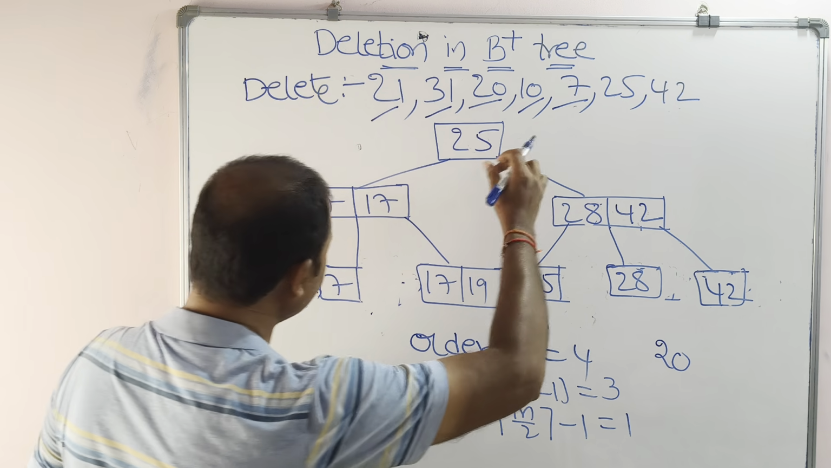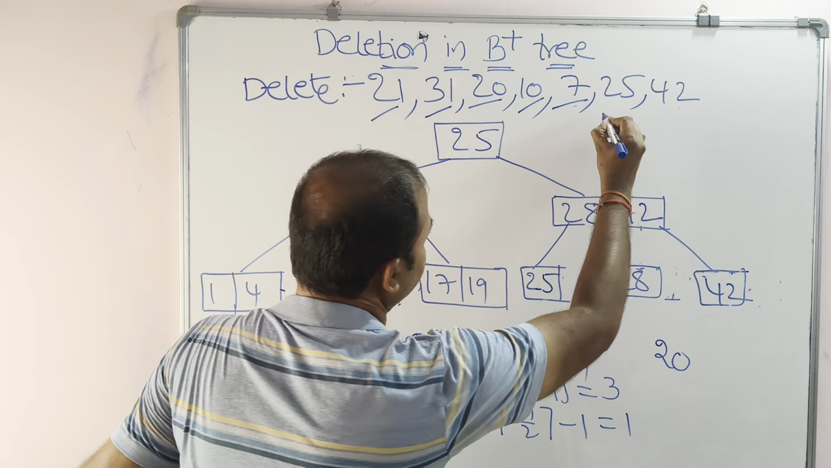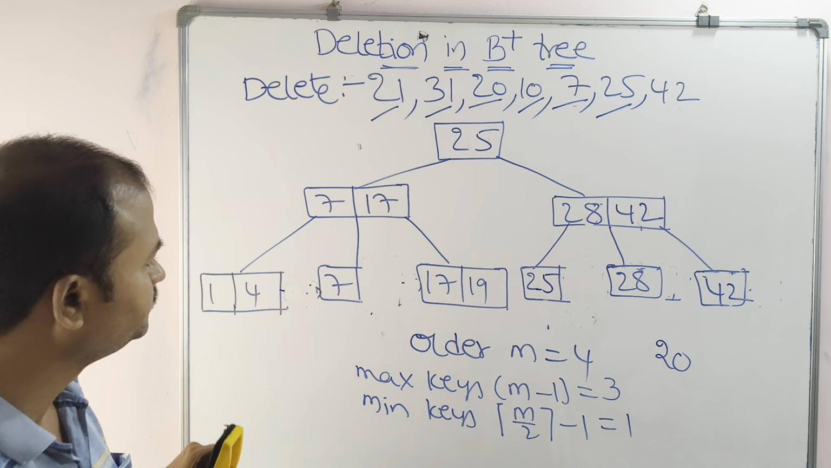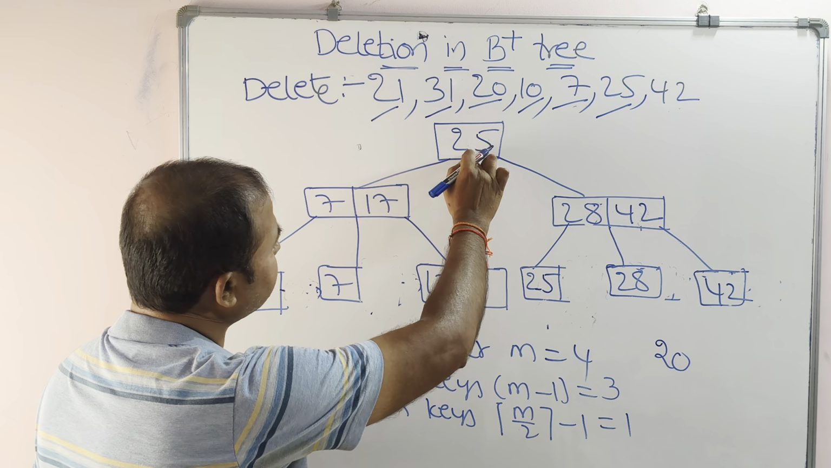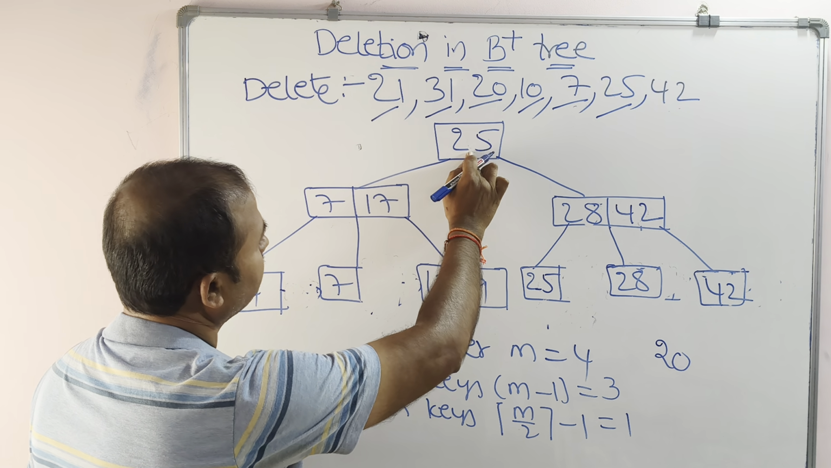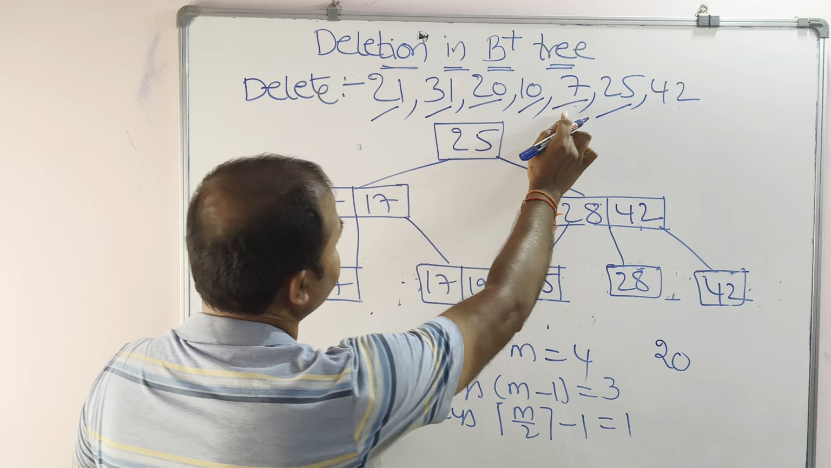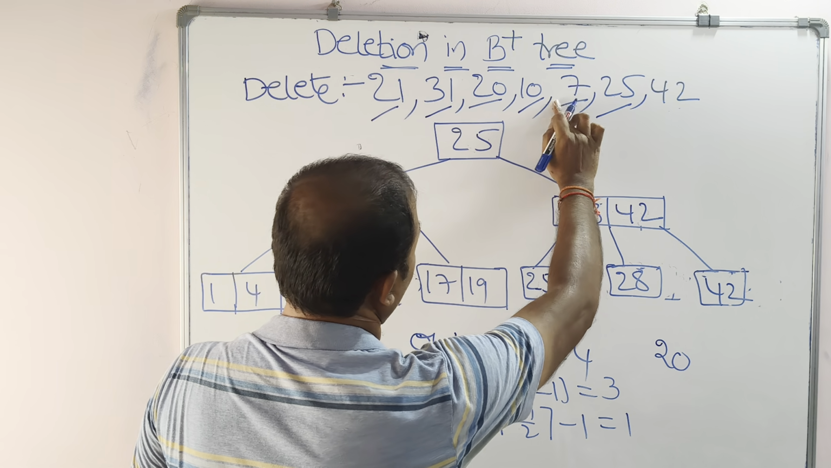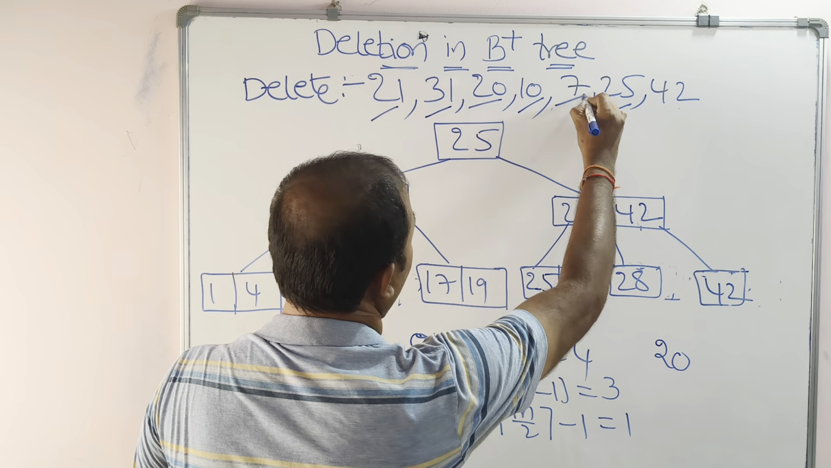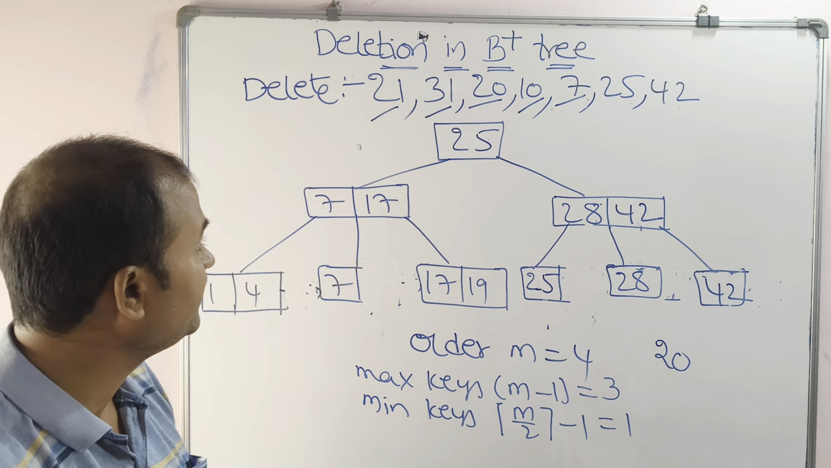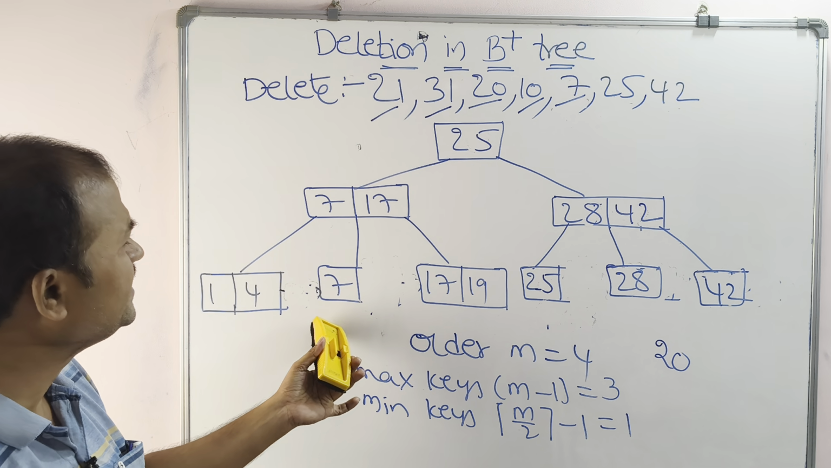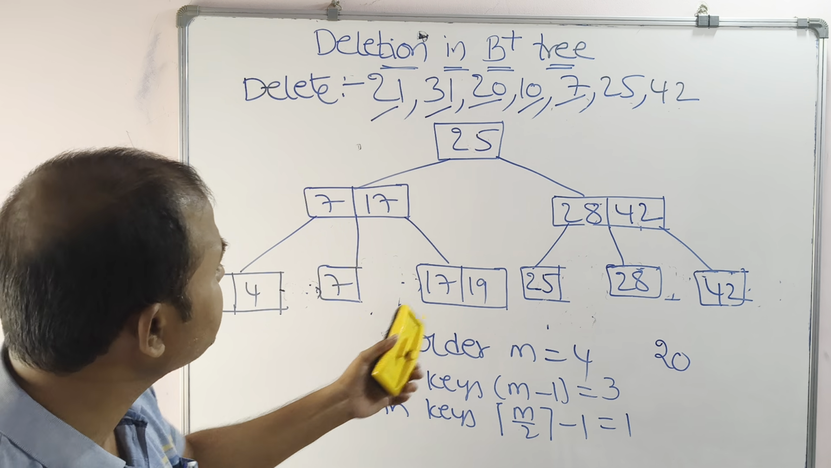Next, after removing 10, this is the output. Next, let us remove 25. Let us find the location of the 25. Next we have to remove 7. Let us remove 7 now. So 10 is deleted. After deleting 10, this is the output.